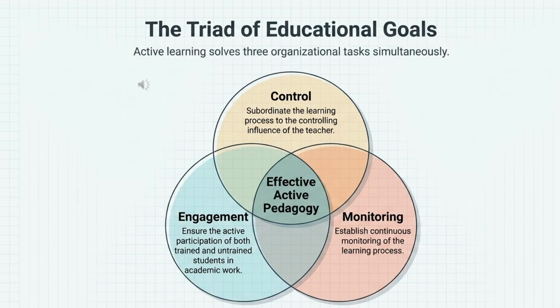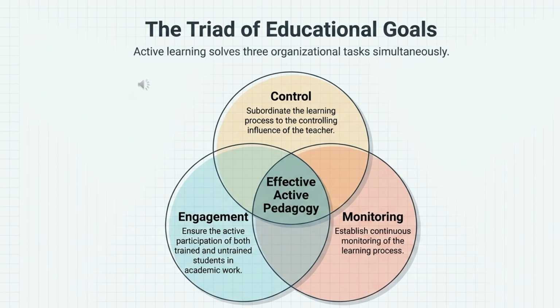This slide presents the triad of educational goals achieved through active learning. As the diagram on page 2 shows, effective active pedagogy arises at the intersection of control, engagement, and monitoring. To begin with, control refers to the teacher's guiding influence over the learning process. However, such control should not be interpreted as rigid domination. Rather, it provides coherence, direction, and pedagogical purpose.